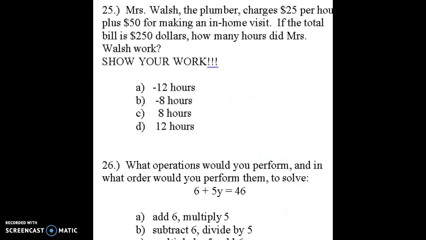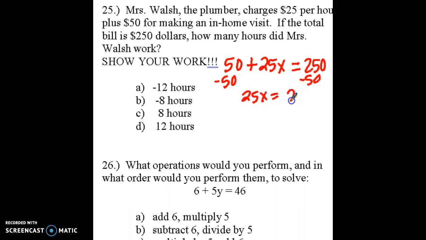Miss Walsh, the plumber, charges $25 per hour plus $50 for making an in-home visit. The total bill is $250. How many hours did Miss Walsh work? So she charges $50 just for coming to the house, plus $25 per hour that she's there, and the bill is $250. Is means that it's an equation. Subtract 50 from both sides. 25x equals 200. Divide by 25. And she was there for 8 hours.